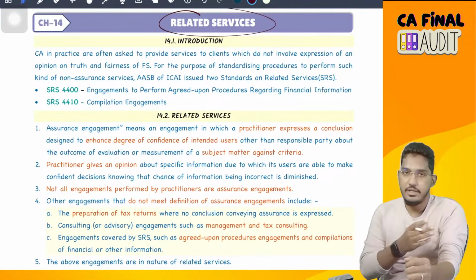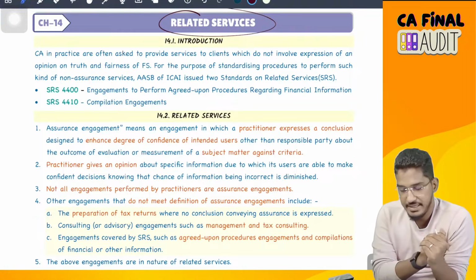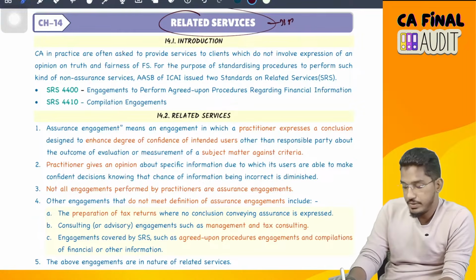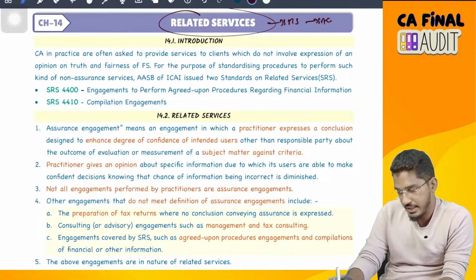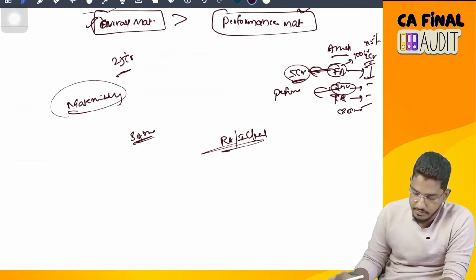Fine. So first we will do related services. Then after that we will do standards on assurance engagements, the SAE series. So first we will do SRS. Then we will do SAE. So first let me talk about SRS, standards on related services.